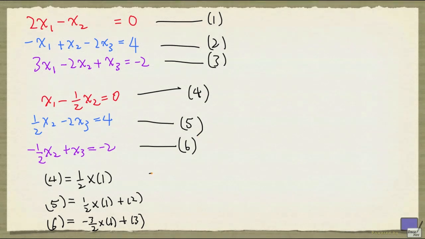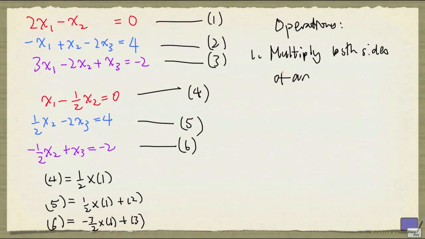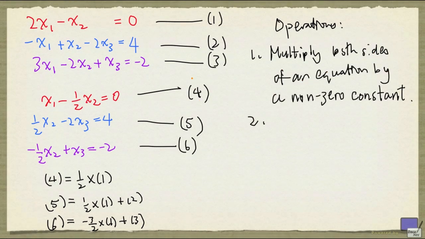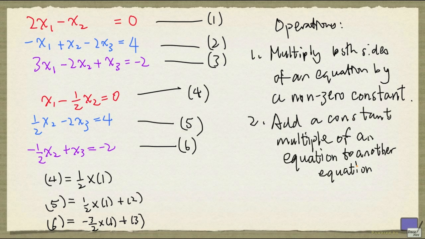It turns out that the kinds of operations that appear here are actually sufficient to solve any system of linear equations. And let me write them down. So there are 3 operations. The first one is multiply both sides of an equation by a non-zero constant. So that's the operation we used to obtain 4 from 1. And the second operation is add a constant multiple of an equation to another equation. And there's a third operation.